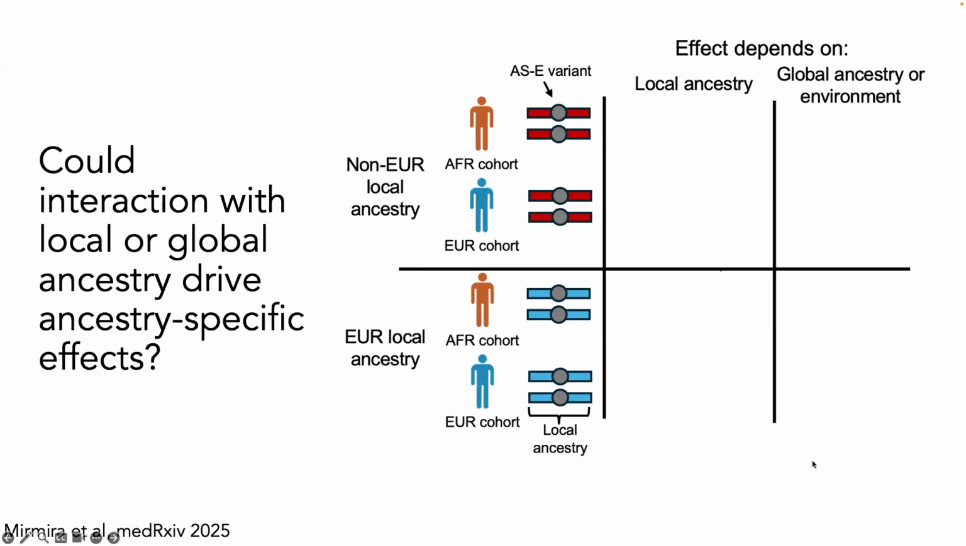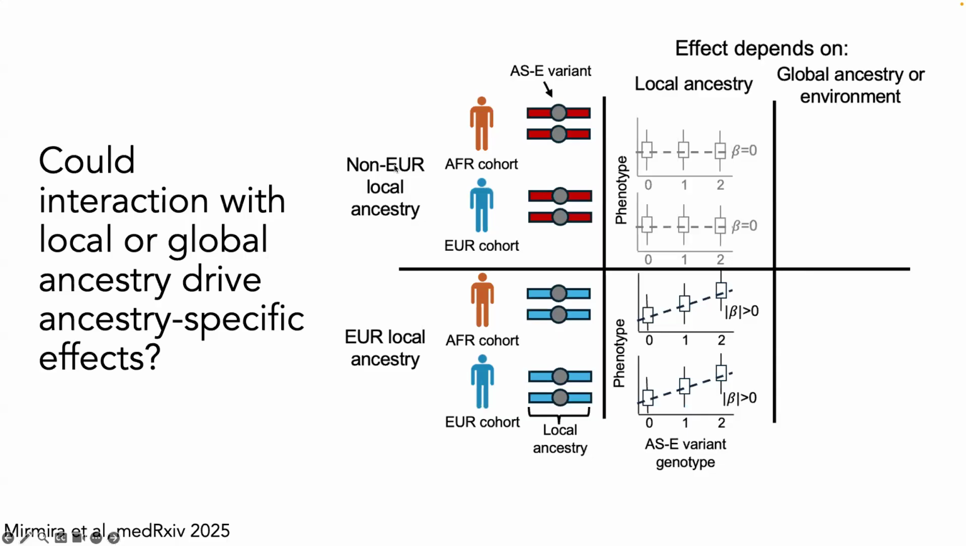I first show it as a cartoon because it gets kind of confusing, but we took each of these ancestry-specific effects that we found, and then we stratified our cohorts both based on the global ancestry that we had done in the past, but also by the local ancestry. And then we reasoned if the effect was driven by local ancestry, then even if you have, say, African global ancestry, as long as you had a European haplotype or a European ancestry at that region, then we should still see an effect of the variant that we're interested in.